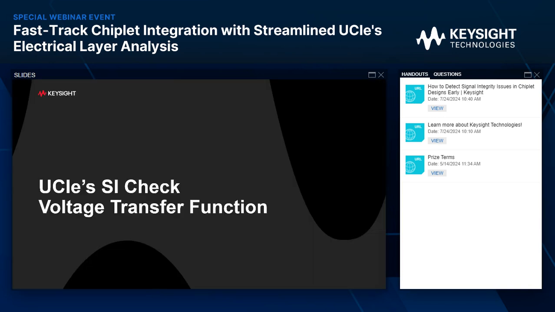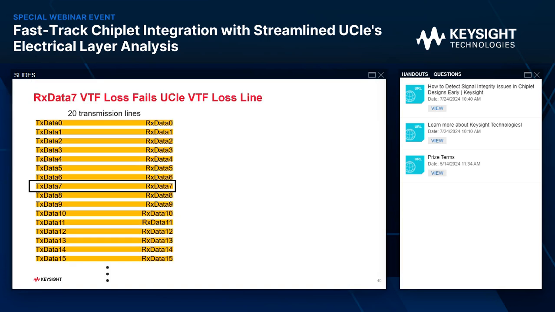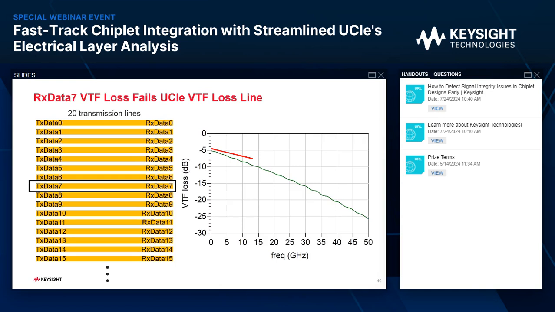It is called the voltage transfer function that I've mentioned a little while ago. And here is what it looks like for VTF loss on our current channel. The current channel looks like this in a VTF chart. The red line is the VTF loss. We want to make sure that we stay above this. And the green is the RX Theta 7 VTF loss line. As I mentioned, we want to stay in this green area to pass. It is clear that we're not passing.